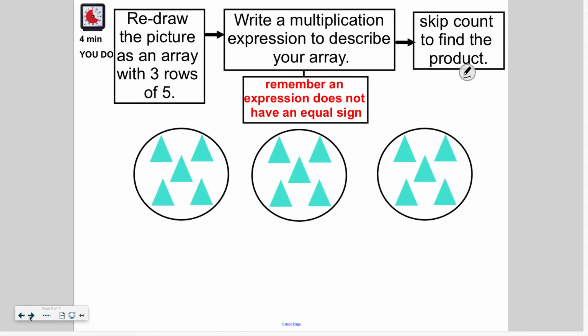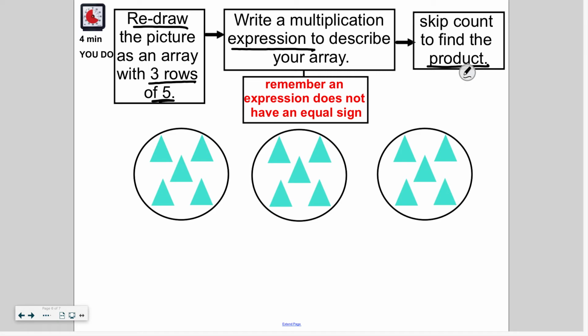So let's try this last one. I'm going to read the directions to you, and then you'll pause and do it on your own. So first you're going to redraw the pictures below as an array of 3 rows with 5 triangles in each row. Then you're going to write down a multiplication expression, so that means no equal sign, to describe the array. Lastly, I want you to skip count in your array to find the product or the answer. So go ahead, pause the video now. Again, pause now, and then press play when you're ready to check your work.